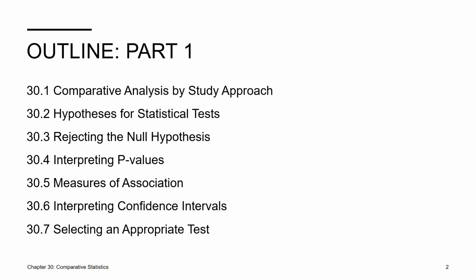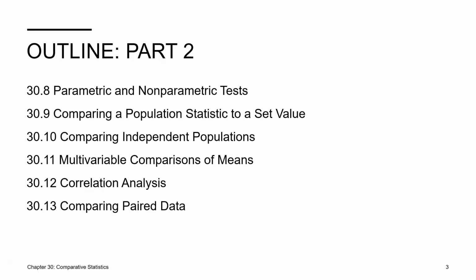Here's an outline of the chapter. Section 30.1 covers comparative analysis by statistical approach. Section 30.2 goes over hypotheses for statistical testing. Section 30.3 goes over rejecting the null hypothesis. Section 30.4 covers interpreting p-values. Section 30.5 goes over measures of association. Section 30.6 goes over interpreting confidence intervals. Section 30.7 goes over selecting an appropriate test.